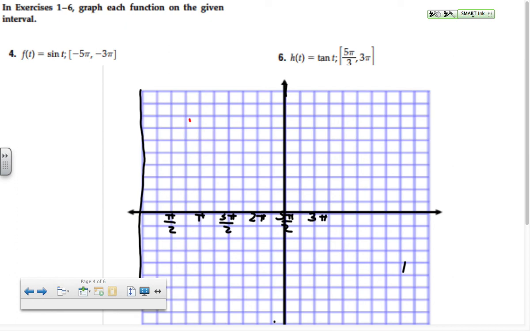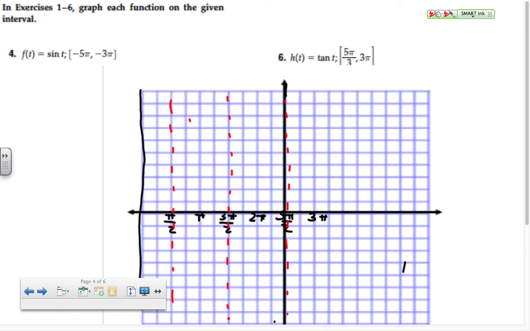Alright, now there were asymptotes at every pi over 2, so we need to make sure we draw those in here. Those are the lines that we don't cross. And we want to go from 5 pi over 3 to 3 pi. So 5 pi over 3 is actually a very small space. Let's think about that in terms of decimals. 5 pi over 3 is 1.6 repeating. So it's bigger than 1.5, which is 3 pi over 2, but less than 2 pi. So it's going to start somewhere in the middle here.